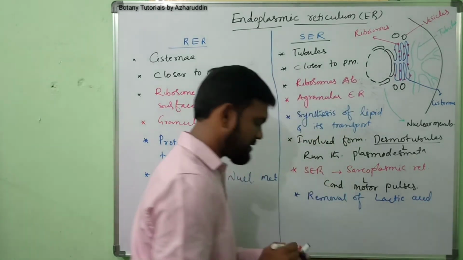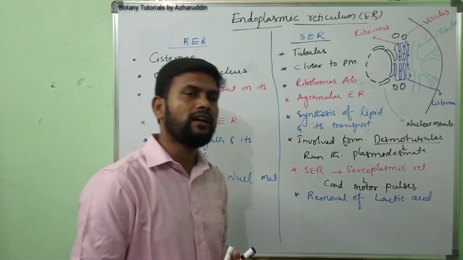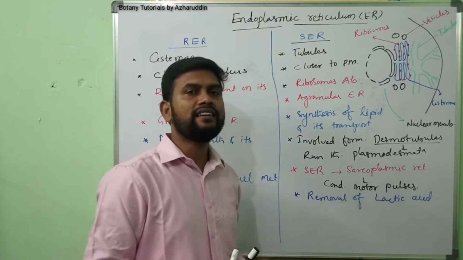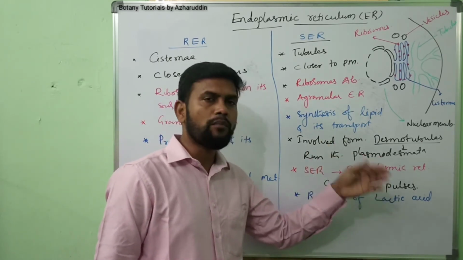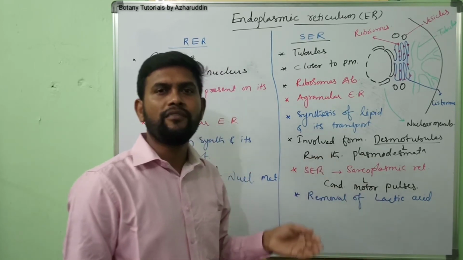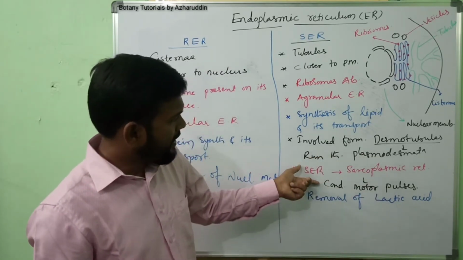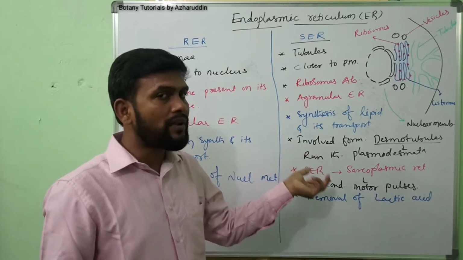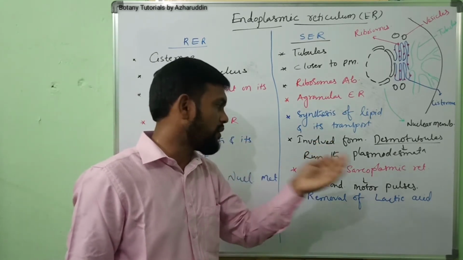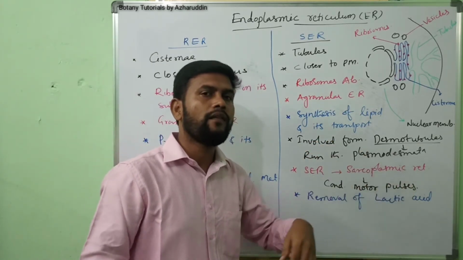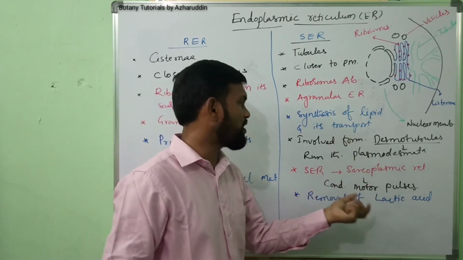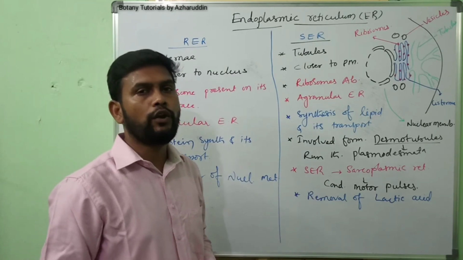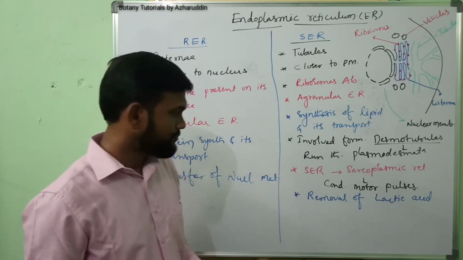This lactic acid is formed anaerobically by degradation of carbohydrates. When lactic acid is formed in the muscles, they become fatigued. When smooth endoplasmic reticulum removes the lactic acid, the muscles become active. This is also one of the important functions of smooth endoplasmic reticulum.